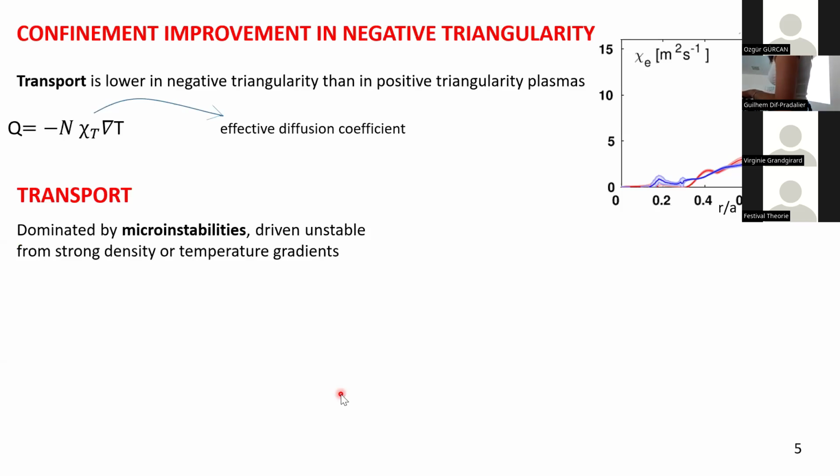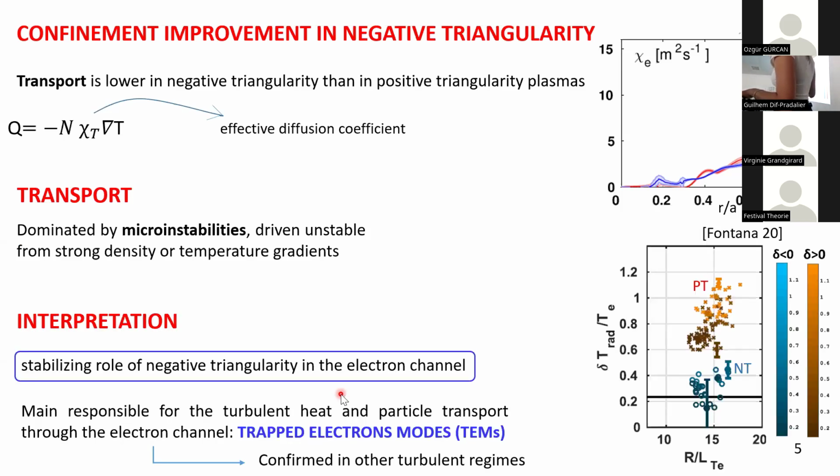Transport is dominated by microinstabilities, which are driven unstable from strong density or temperature gradients. Therefore, how can we interpret the fact that the transport is lower? We can interpret it by saying that in the electron channel, negative triangularity has a stabilizing role with respect to the instabilities, the microinstabilities we were talking about.